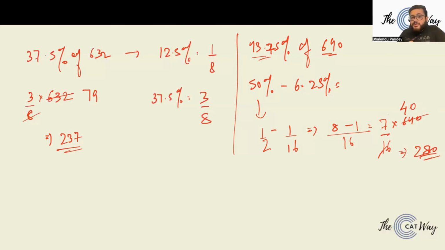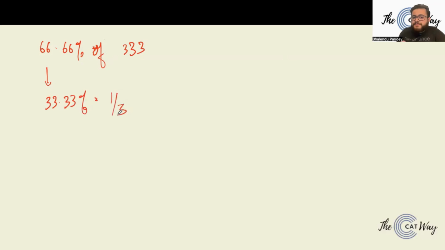So 43.75% is nothing but 7 by 16, and of 640 if we are calculating, it goes in this manner. 40 into 7, 280. See how easy your calculations become if you remember these values, right? Let's solve one more question. Let's say we have 66.66% of 333. So 33.33% we all remember. 33.33% is nothing but 1 by 3. So because 66.66 is double of this, 66.66 is nothing but 2 by 3, and 2 by 3 of 333 gives you 222.